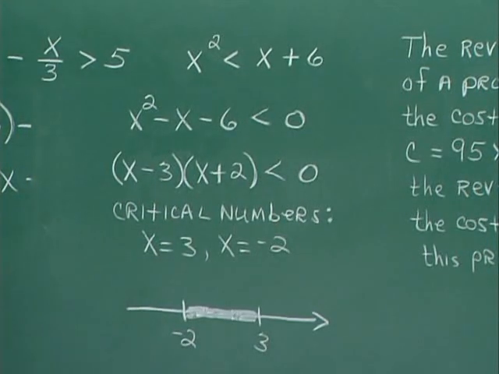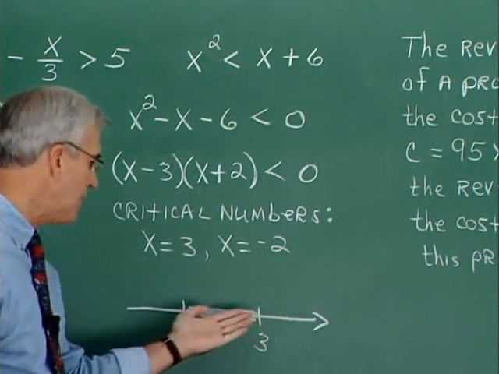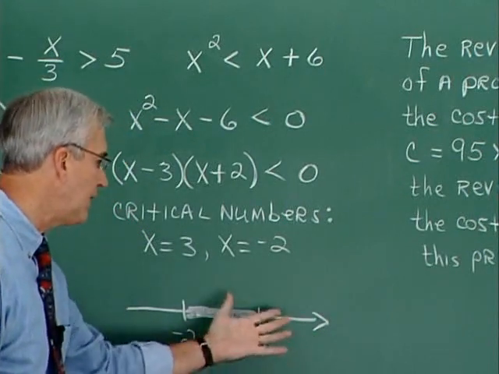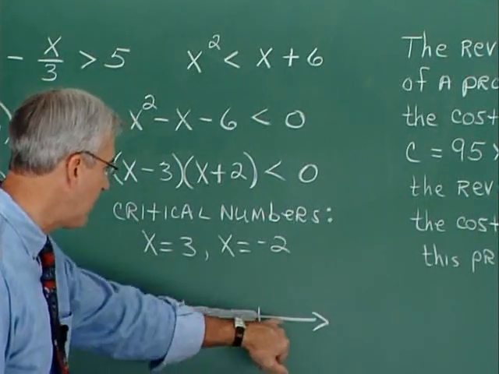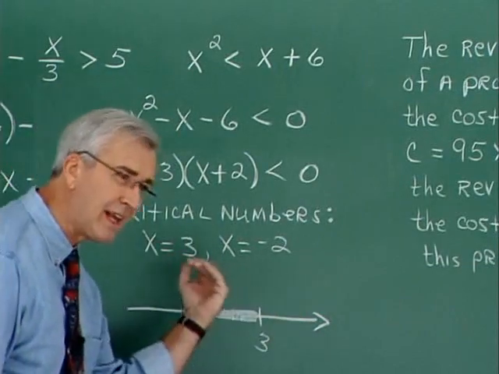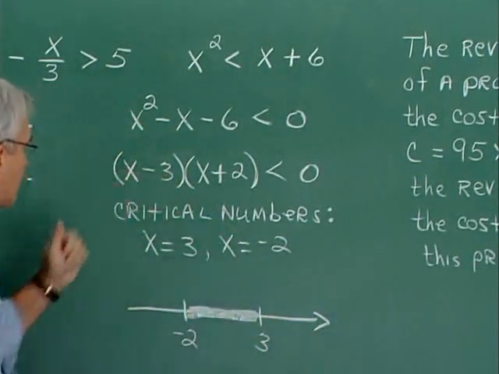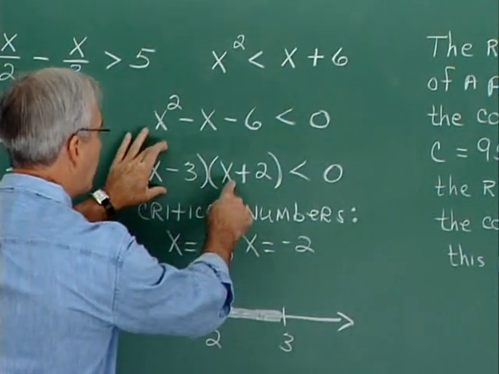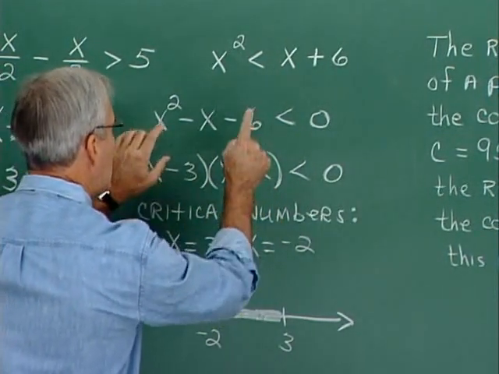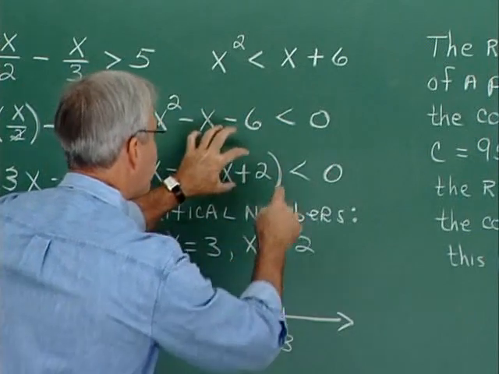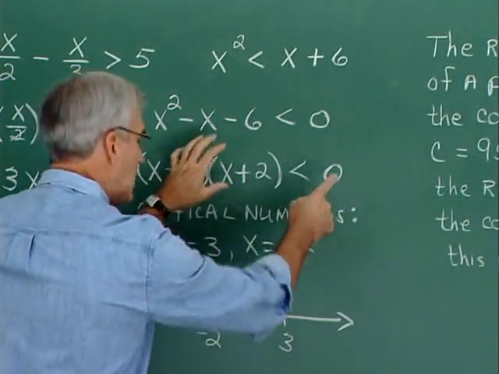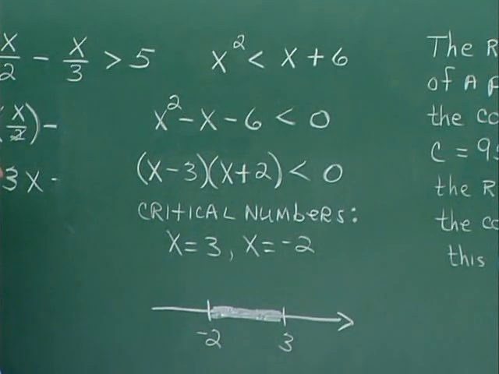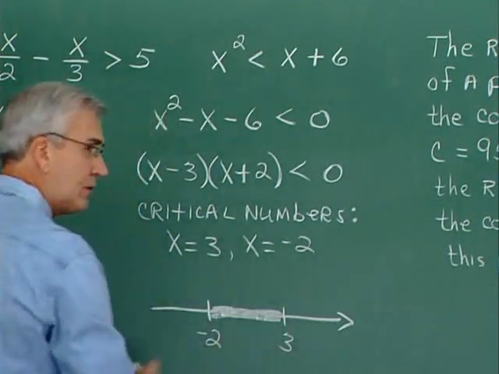Now let's test the interval to the right of 3, a number greater than 3. We don't need a specific number in the region, all we need to do is think greater than 3. What does that do to the sign of these two factors? Greater than 3 minus 3, that's positive. Greater than 3 plus 2, that's positive. Positive times positive is positive. Positive less than 0? No. So numbers in this region don't solve the inequality. It's just numbers that are between negative 2 and 3.